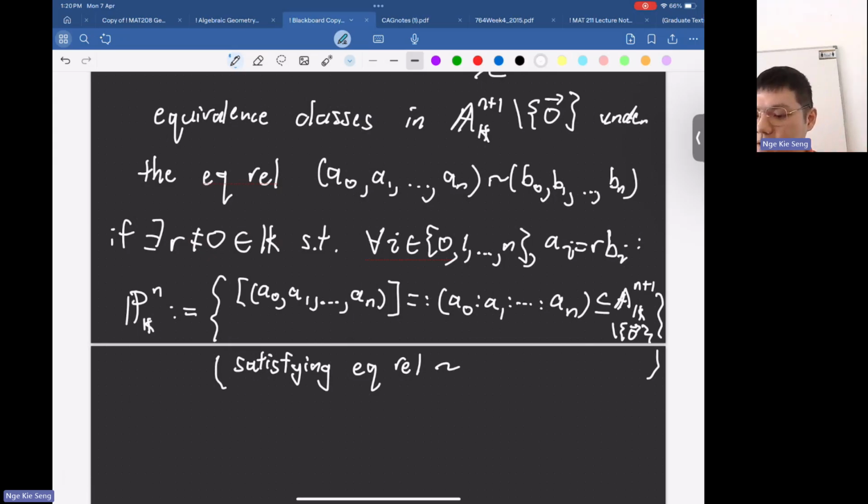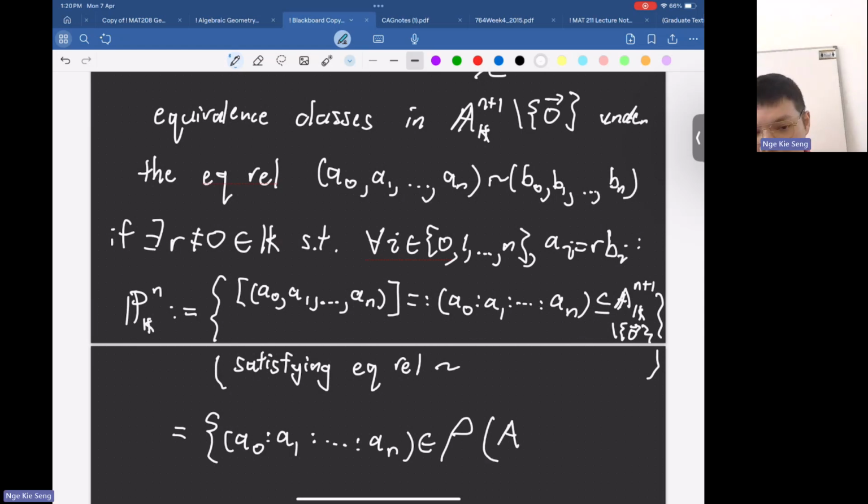Or there's another way to look at it. This is one way to look at it from affine n plus 1 space. Or if you just want to look at it in P, look at it as a power set. Can we look at it as a power set or not? Yeah, because it's a subset, right? So we can look at it as a power set of affine n plus 1 space over k, take away the origin.